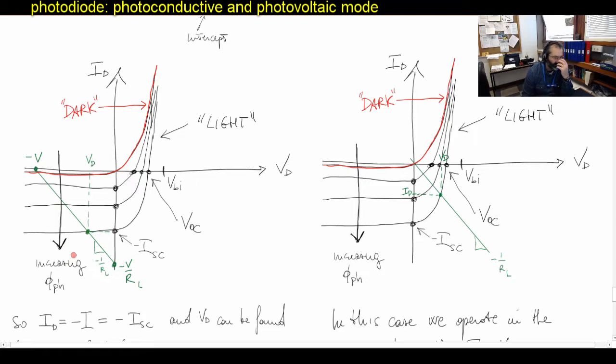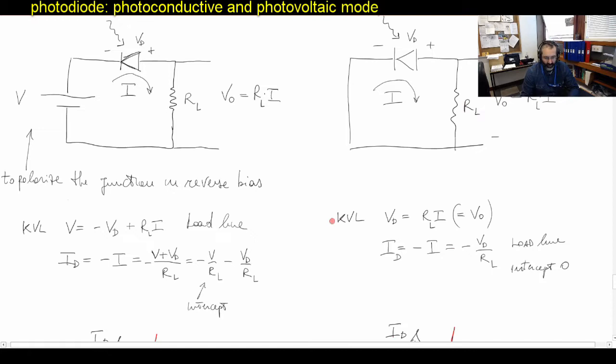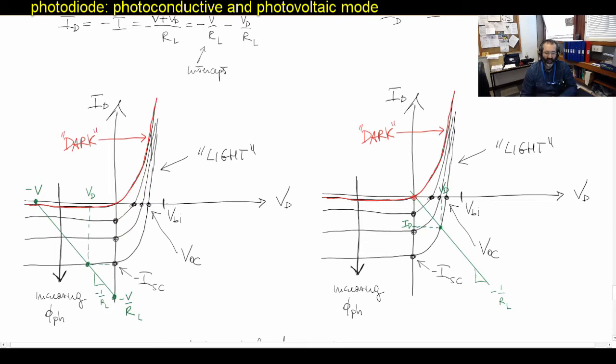Okay, similar things can be done for the other circuit. For the photovoltaic mode, we again use KVL, and this time KVL is extremely simpler, so we can choose, for example, these two points. The potential can be measured either along this path or along this path. The first path is simply VD, and the other path is RL I, which is also VO. Because ID again is minus I, and we can find I from this relation, we get that ID is minus VD over RL in this case. This load line has an intercept of 0 and slope minus 1 over RL, which means that on the ID-VD characteristic of the device, this is a line, the green one that I've shown you here.